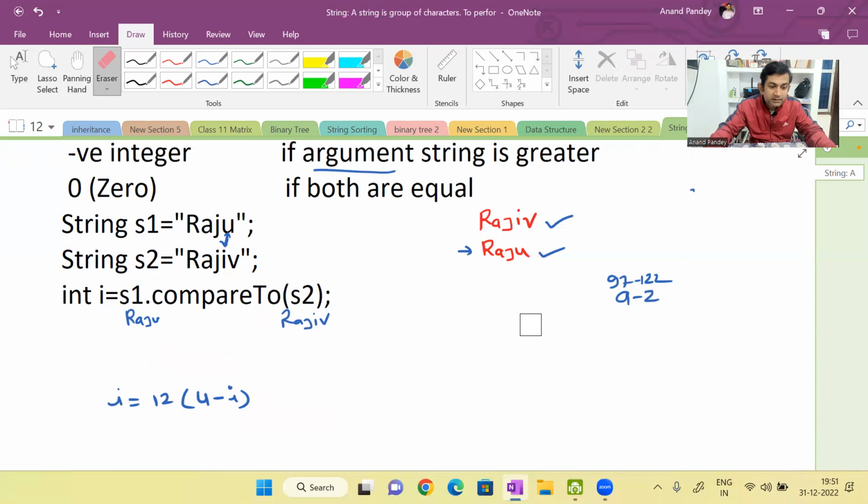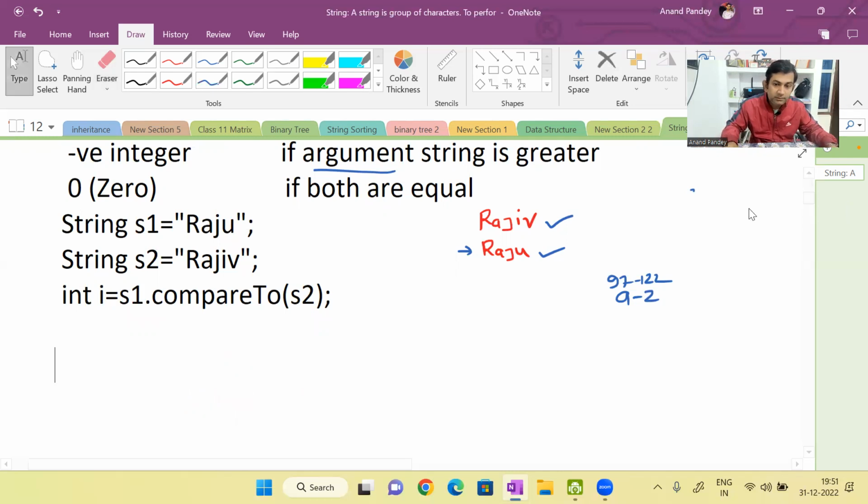So please keep this in mind. This is about the compareTo function. I hope it's clear to all. I'm going to write.